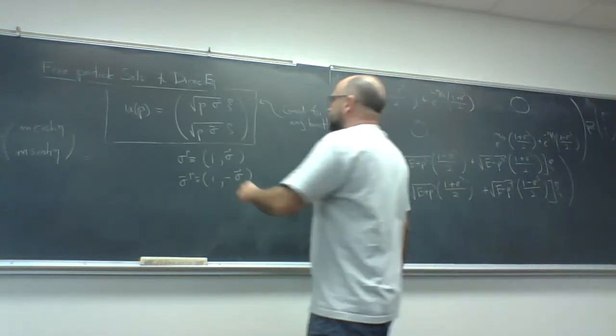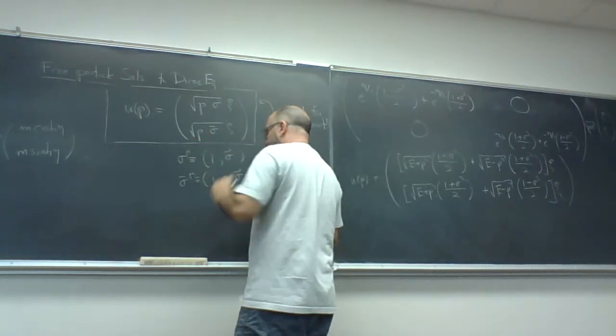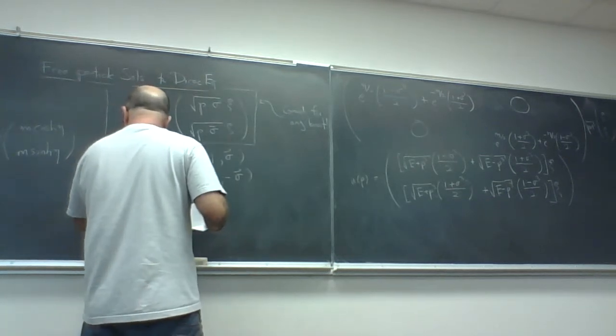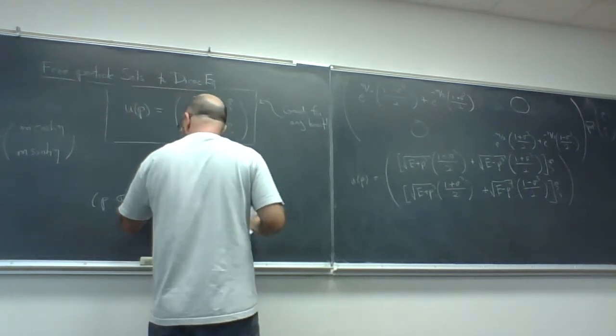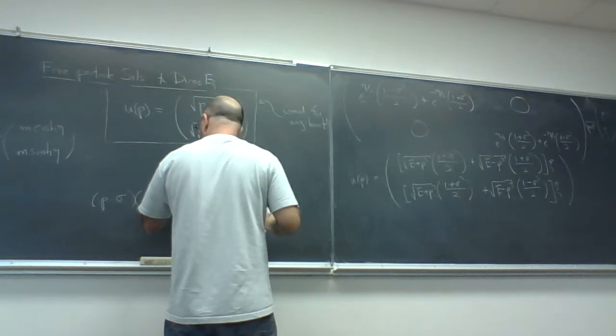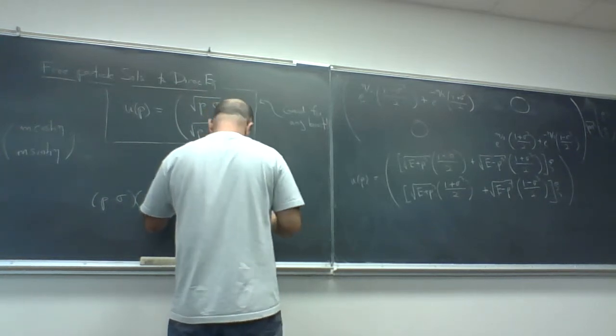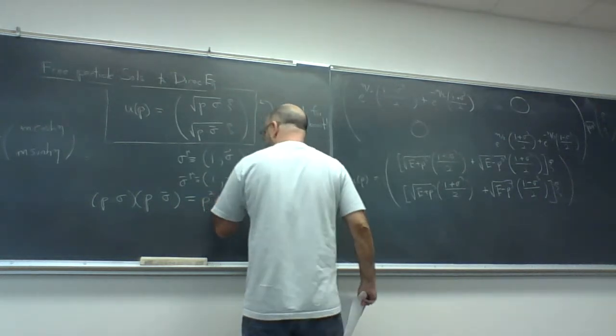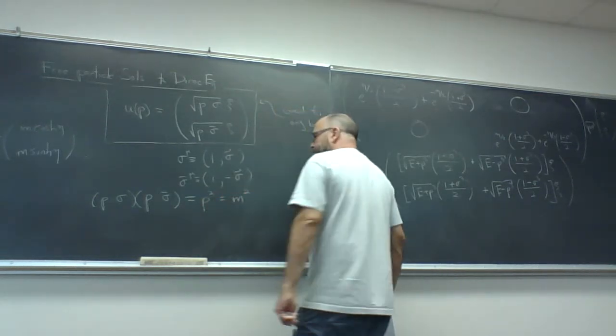And dealing with these, there's a useful identity. It's related to one that I remember from quantum, but it says that p dot sigma times p dot sigma bar is just equal to p squared, and p squared is just equal to m squared.